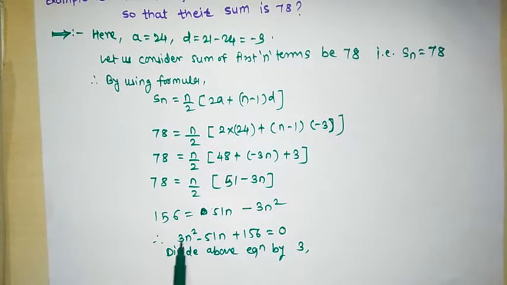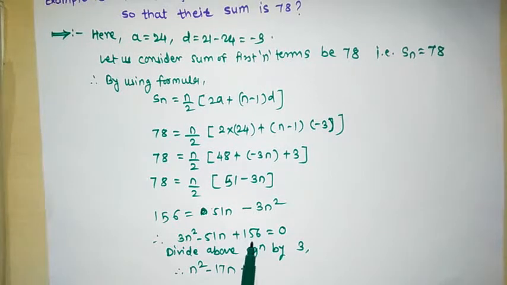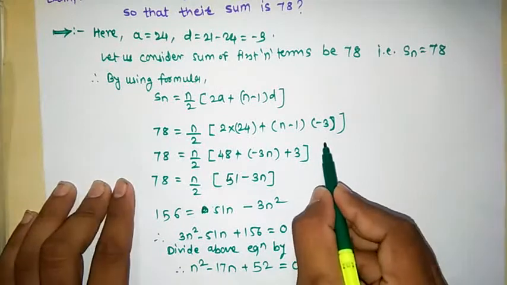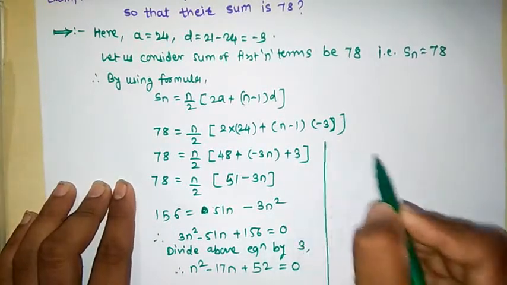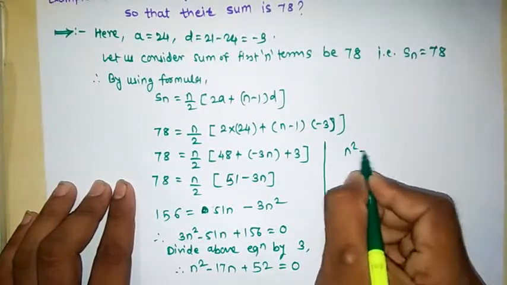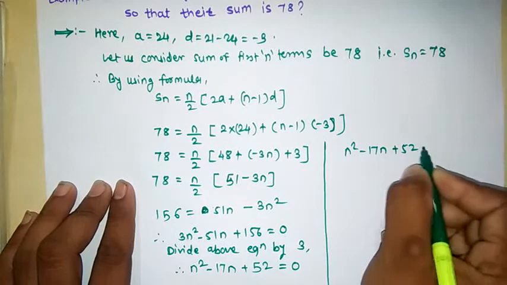Therefore it will become 3n square divided by 3, which is n square, minus 51 divided by 3, that is 17 into n, plus 156 divided by 3, 3 5s are 15 and 3 2s are 6, which is equal to 52. Now we got a quadratic equation. Dear students, you know how to find the solutions of quadratic equations. Now we will find the solution of this quadratic equation. Here I will write the quadratic equation once again: n square minus 17n plus 52 is equal to 0.